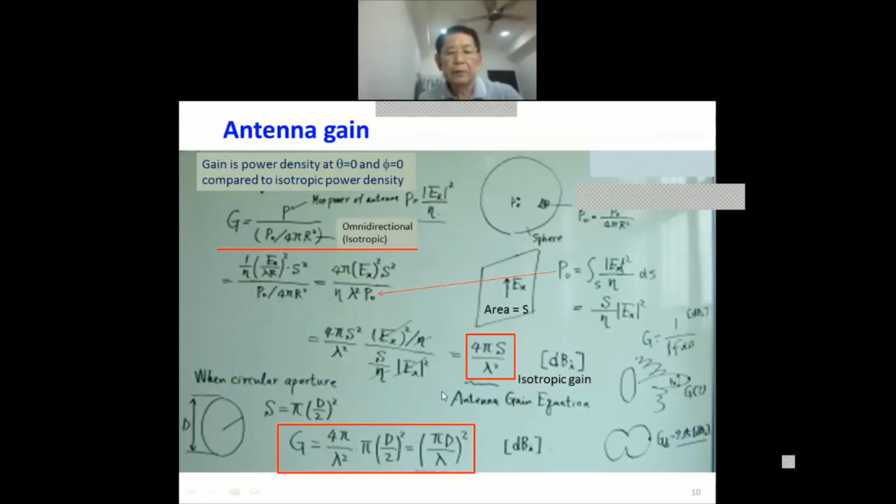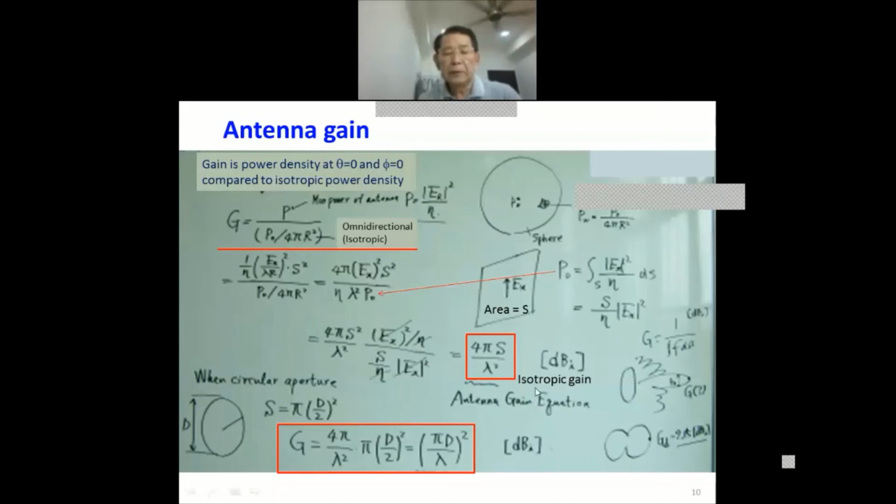So this is any shape, the aperture area. When the aperture is circular, then S equals pi times the half diameter squared. So G can be more simply expressed as pi d divided by lambda, squared.